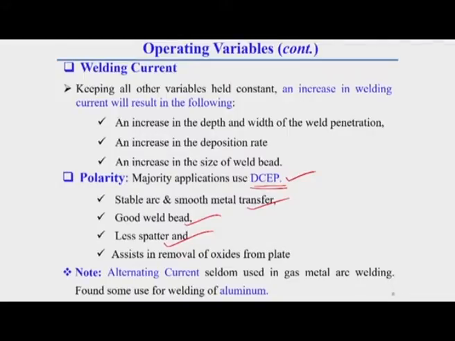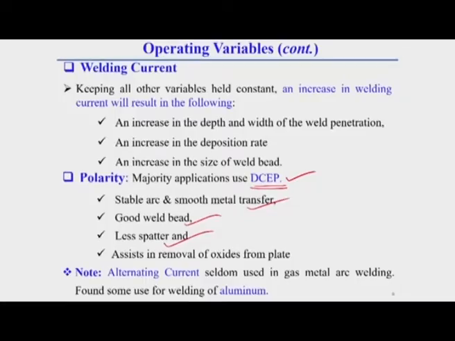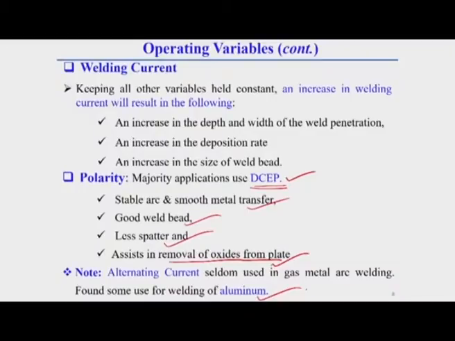In the case of refractory types of material like aluminum, I have already explained in detail that the cathodic cleaning action occurs if we use the electrode as the positive terminal. So that is why it also aids the removal of oxide from the plate if you use DCEP. In this type of welding process, as it is semi-automatic or automatic, alternating current is rarely or seldom used. Alternating current is sometimes used when we go for welding aluminum or magnesium, which are reactive materials.